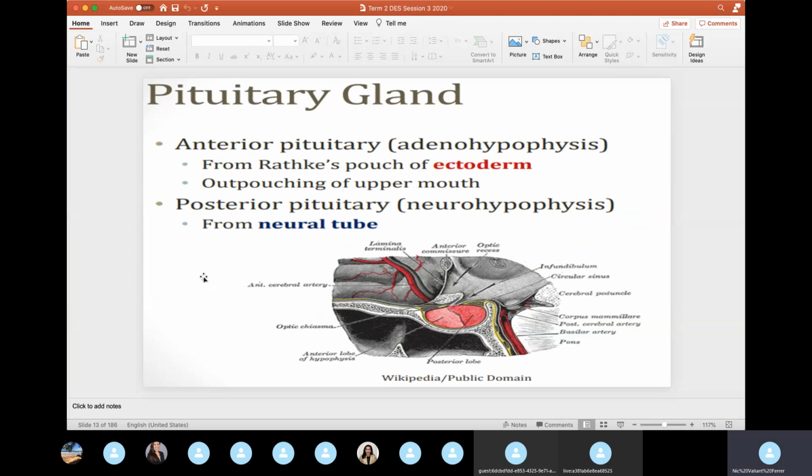Next, let's talk about the gland itself. So we have the pituitary gland, anterior versus posterior pituitary. The anterior pituitary, also called adenohypophysis, is from where? Rathke's pouch of your ectoderm. The posterior pituitary, or the neurohypophysis, is from your neural tube.